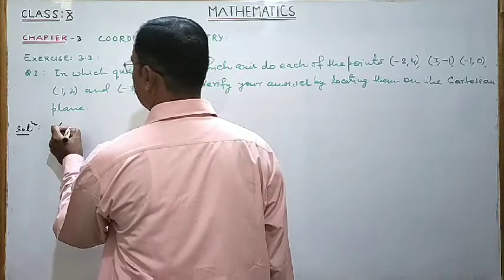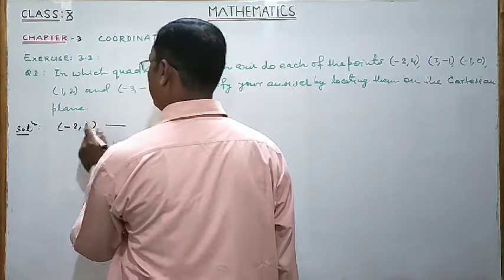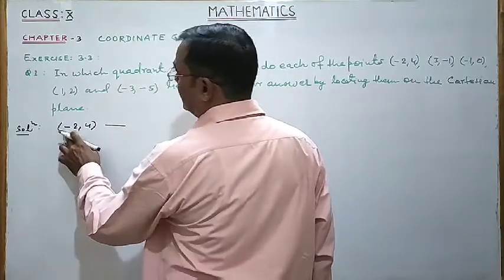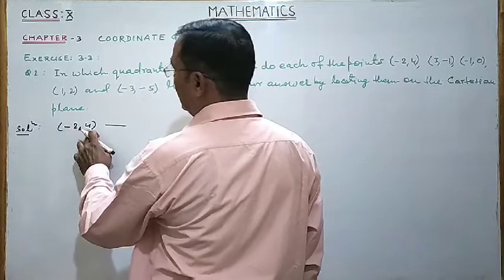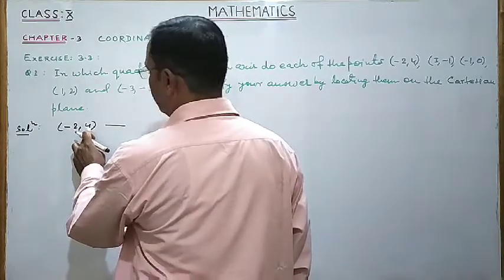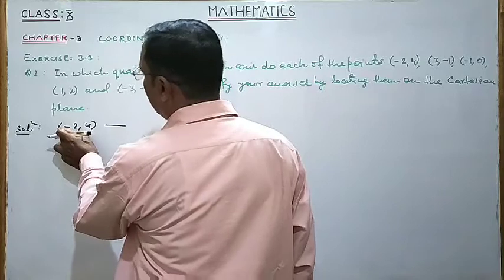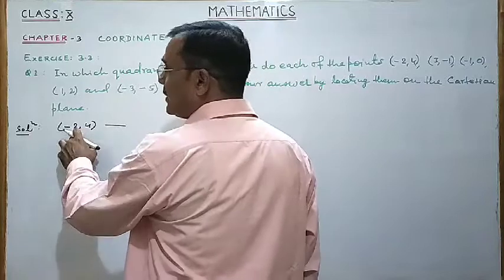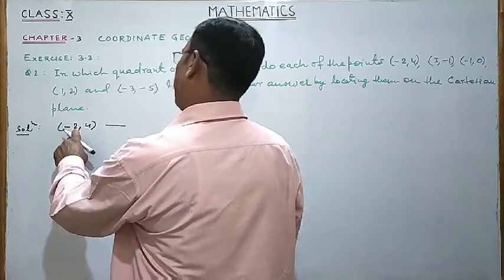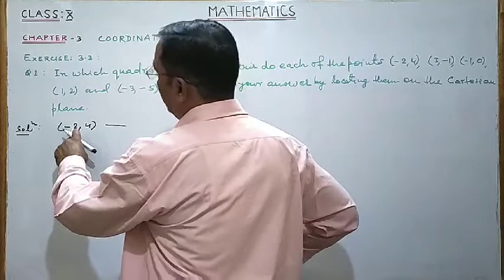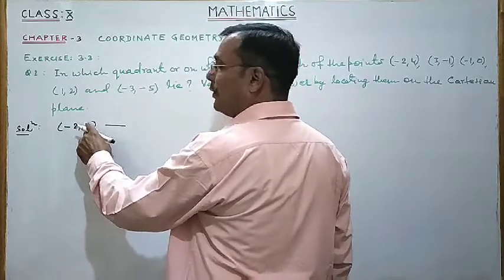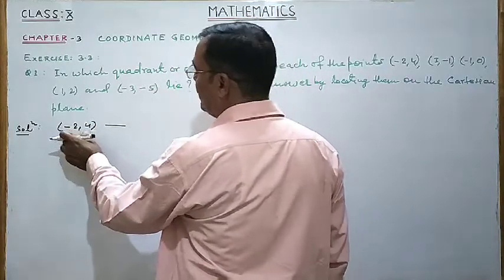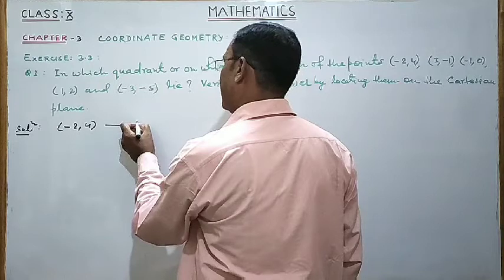So my first point is (-2, 4). This point, first x coordinate is negative and y coordinate is positive. So this point (-2, 4) lies in second quadrant, because in second quadrant x coordinates of the points are negative and y coordinates of the points are positive. So this point (-2, 4) lies in second quadrant.